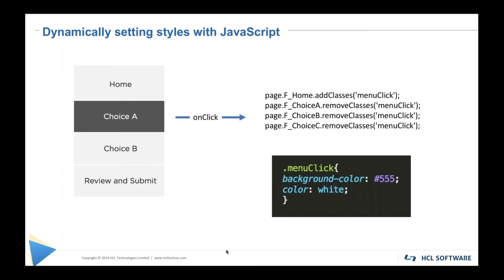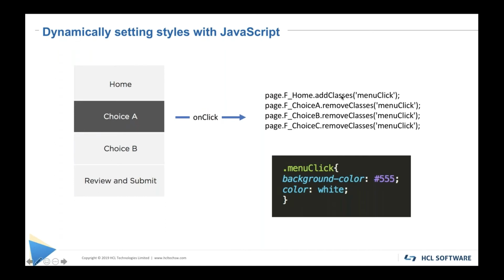It's cool behavior, right? So the class menu click is just simply nothing more than background color and then color, which changes the text, right? So in the app, you can see that there's 4 selections, there's 4 lines, right?